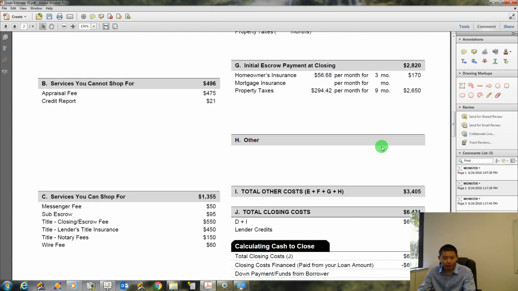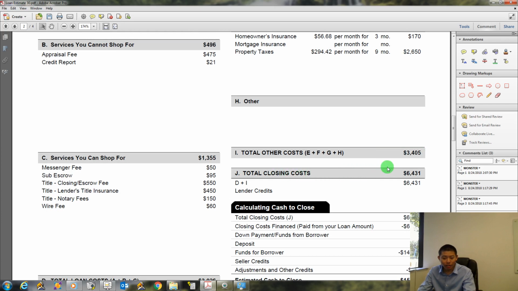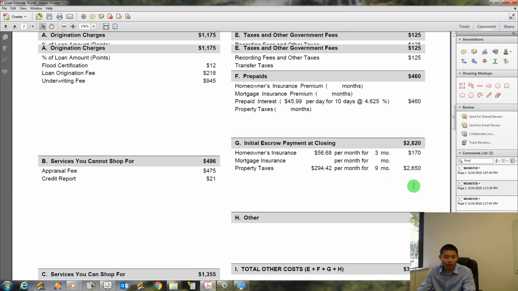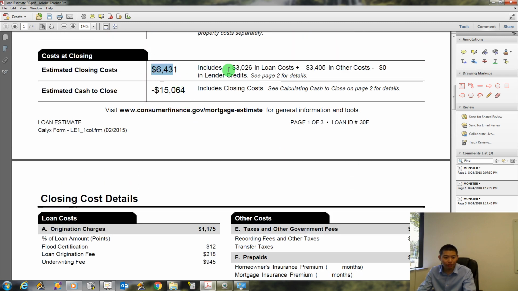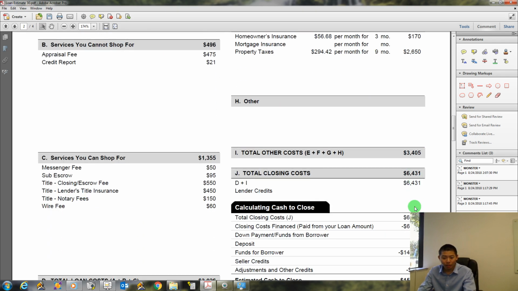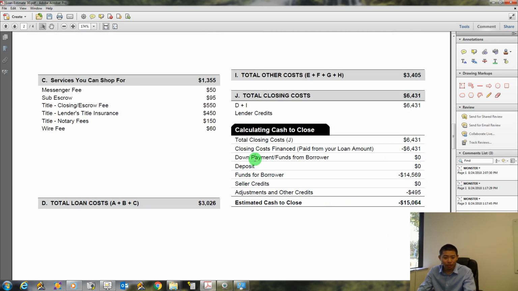Okay. And then the total of the closing costs, which we saw earlier, about $6,431, which is the total right here. That basically includes all the columns, about $3,026 plus $3,405. That'd be your total closing costs to get the loan. And right here, this person is cashing out about $15,000. That's how much they'll be getting for the refinance right here.